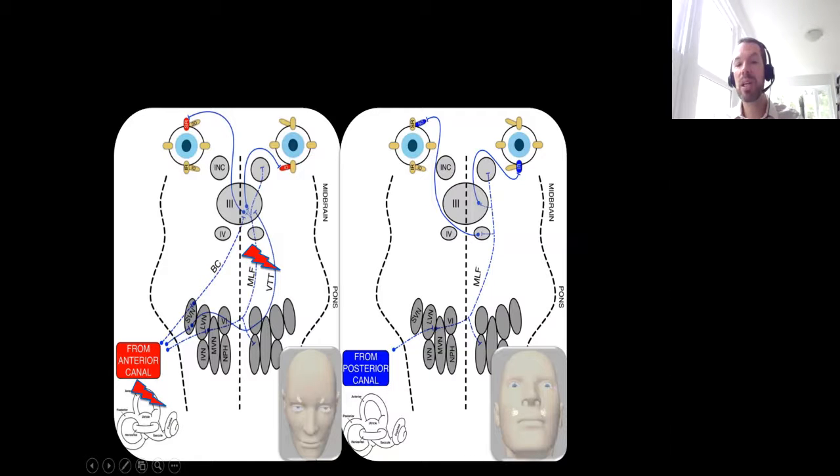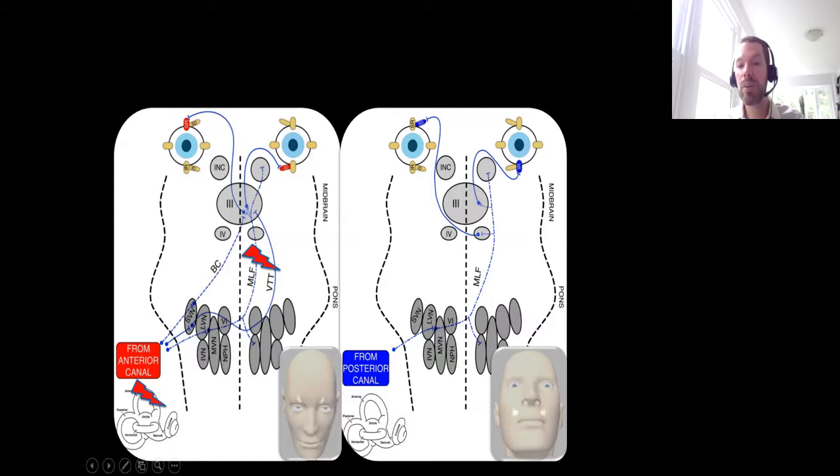Likewise, the posterior semicircular canal afferents are also going to decussate, and they're also going to pass through the MLF. They're going to ascend the MLF to get to their ocular motor nuclei. In this situation, if I pitch my head back, I'm activating the posterior canals, my eyes depress. This is, again, an example of the vertical vestibulo-ocular reflex. And part of the vertical vestibulo-ocular reflex passes through the medial longitudinal fasciculus.